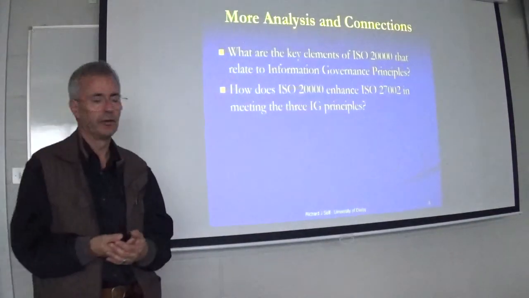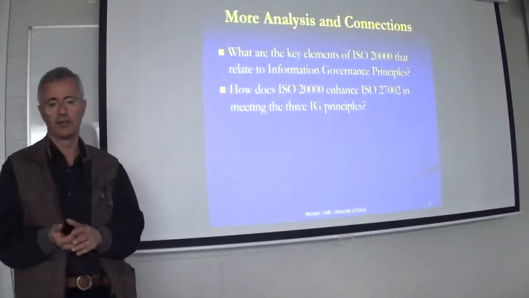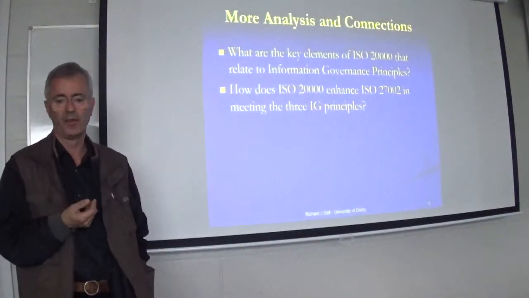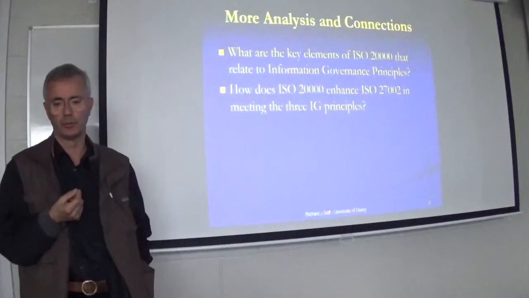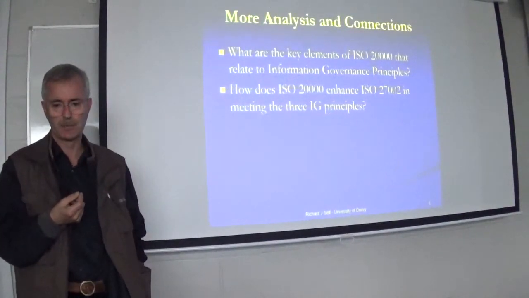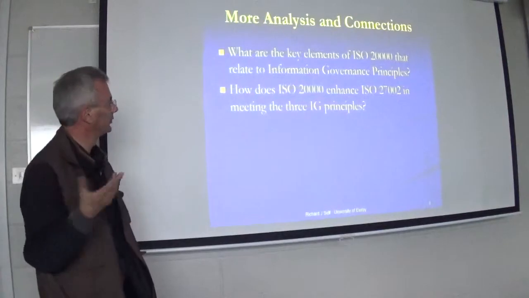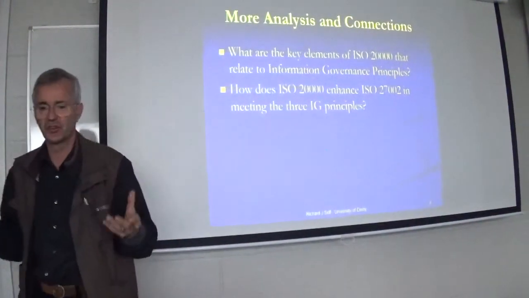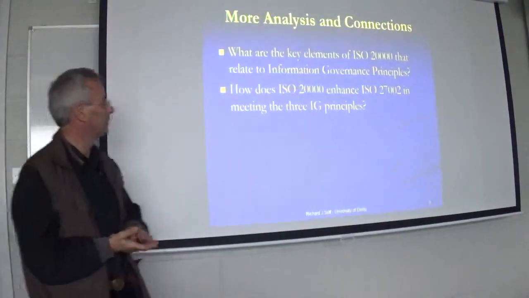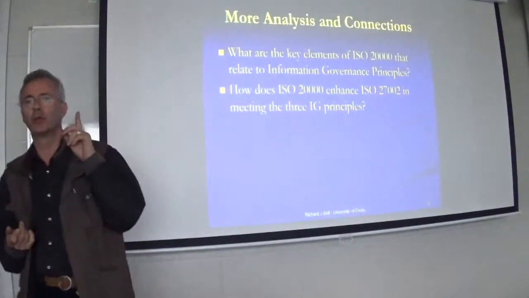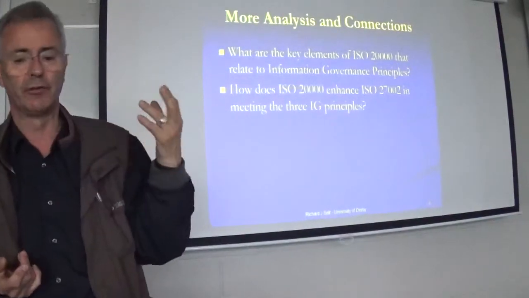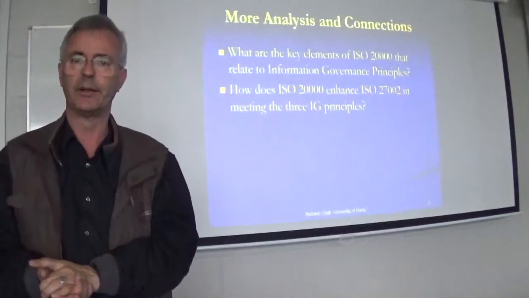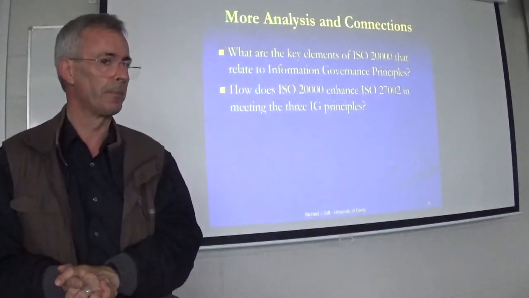And then the final part of the action is going to be which are the critical elements of 20000 that relate to the principles of information governance. And I want you to also think about how does that one add weight and understanding to 27002 to meet those confidentiality, integrity and availability challenges that we need as the principles behind information governance.